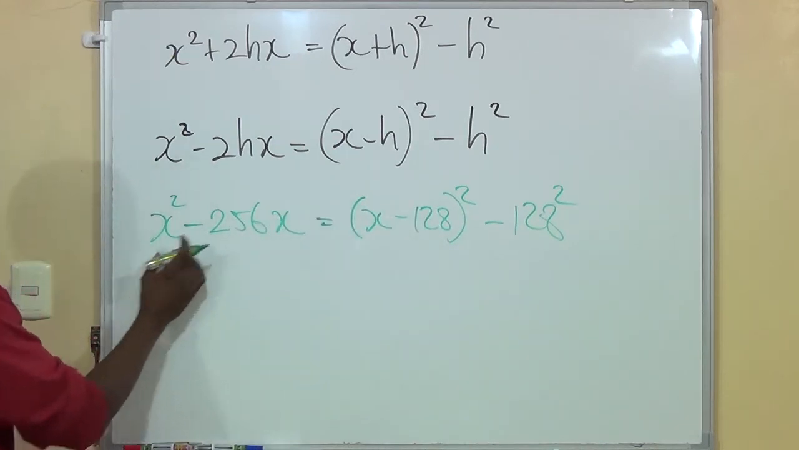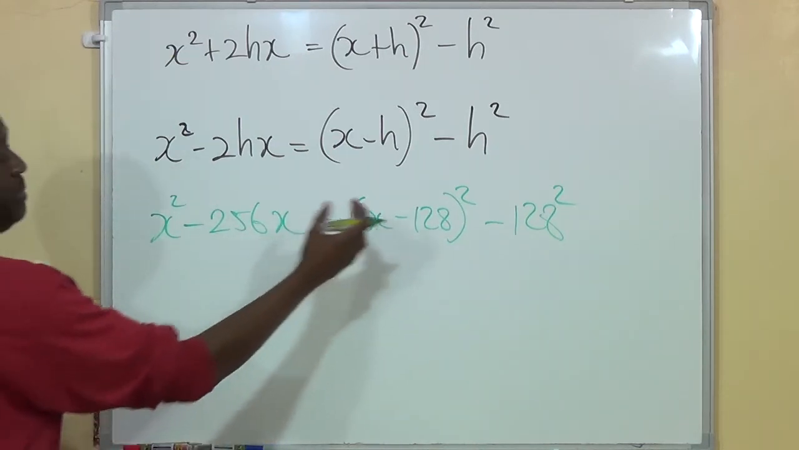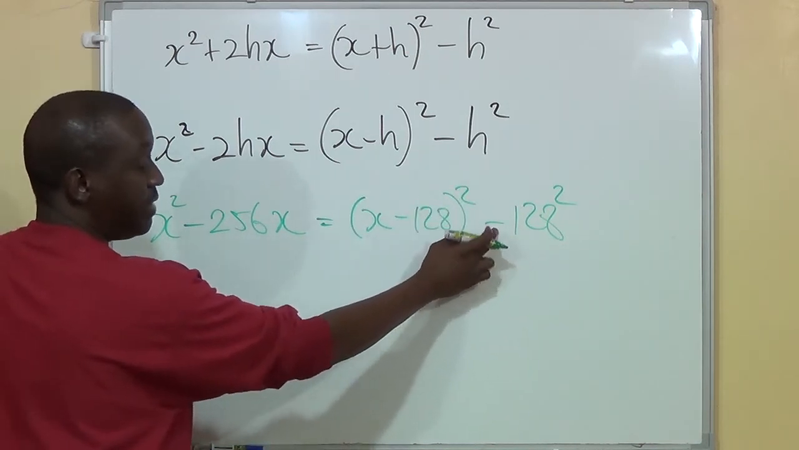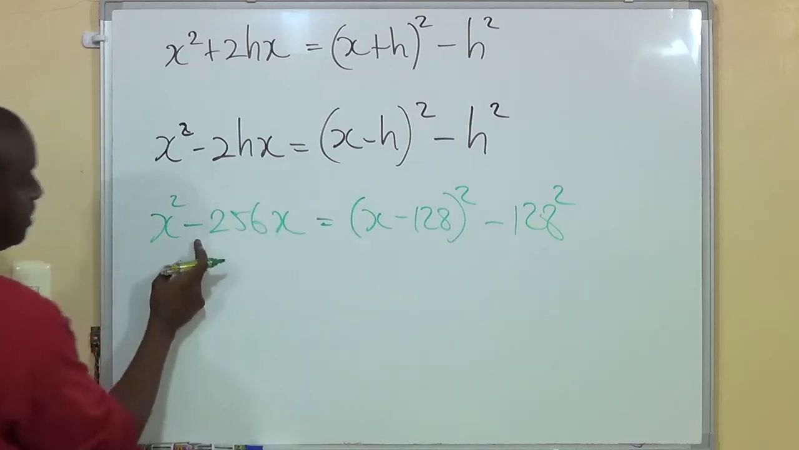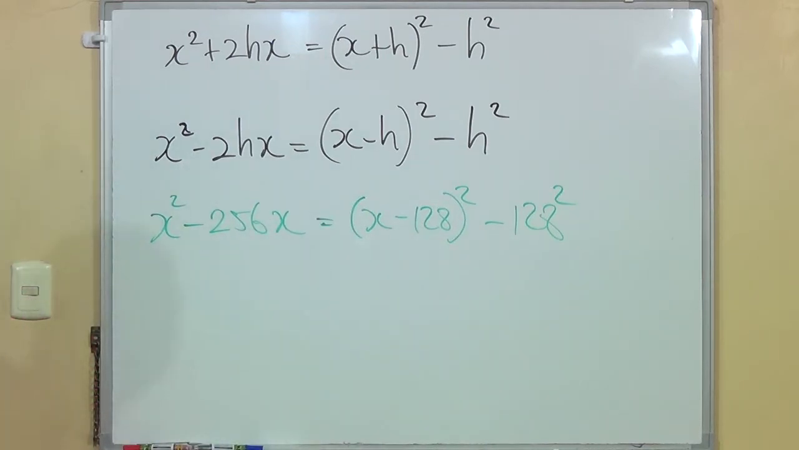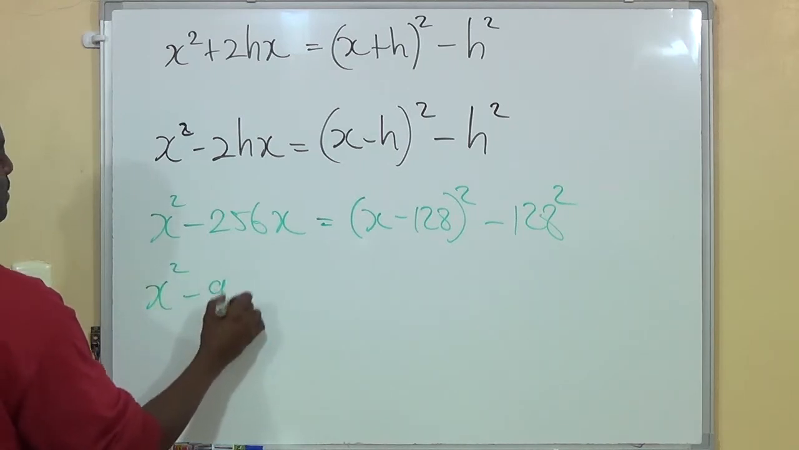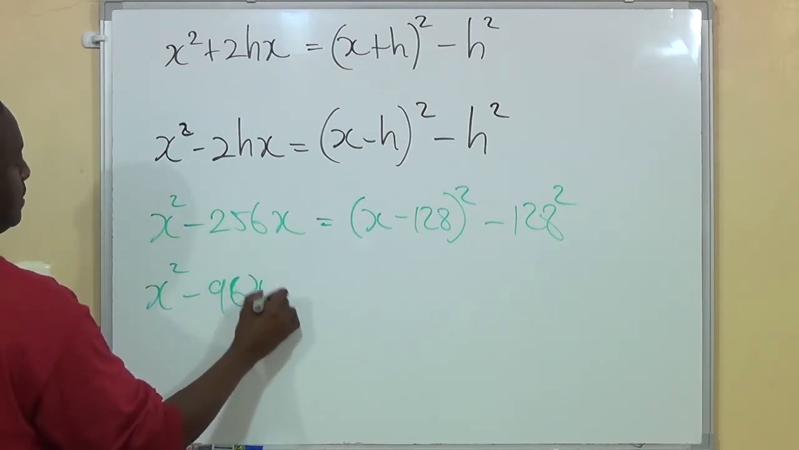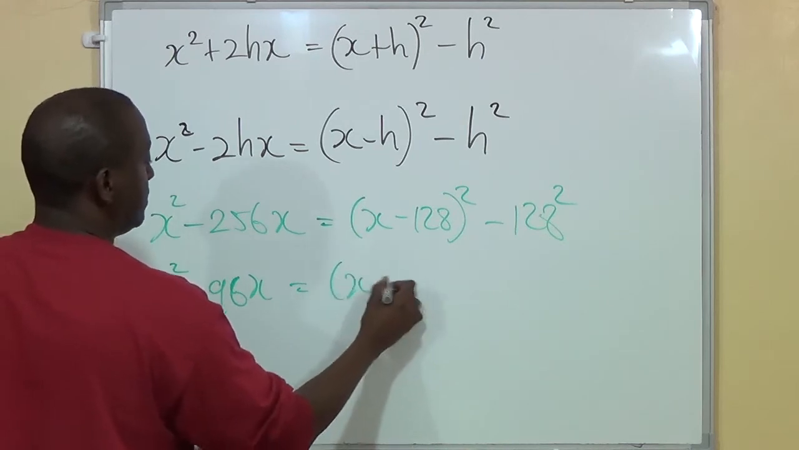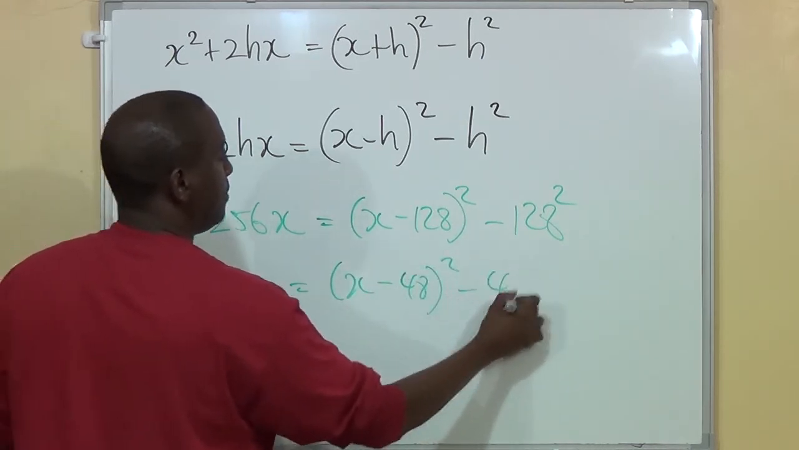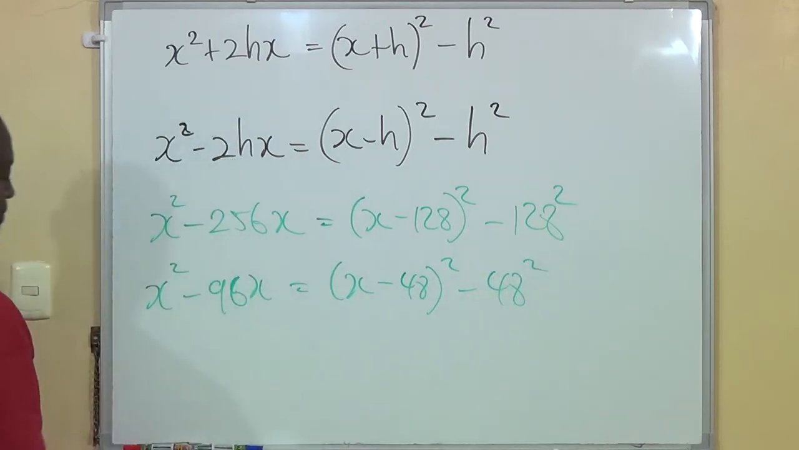If it was x squared plus 256x, it will be x plus 128 squared here. But this minus sign remains constant regardless of whether you have plus or minus here. We're going to mix them up a little bit just now. If I have x squared minus 96x, that is the same thing as x minus 48 all to be squared minus 48 squared.